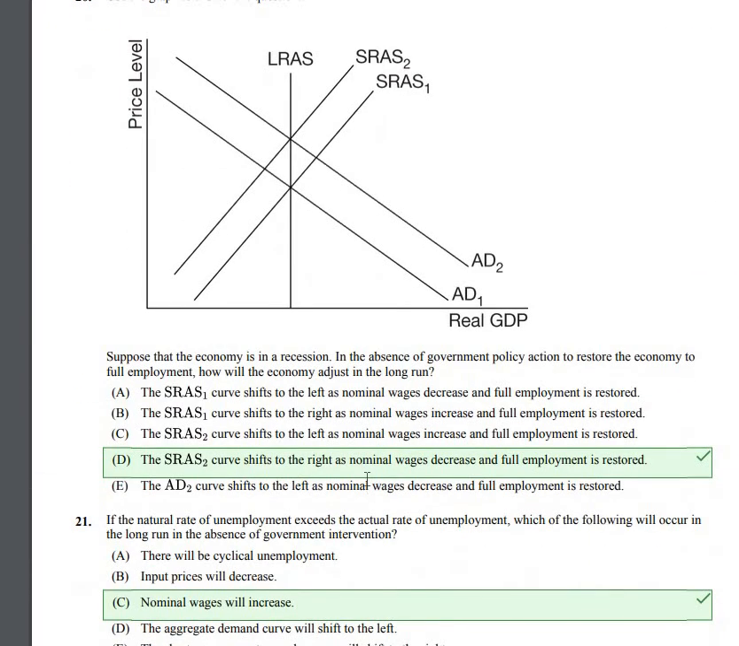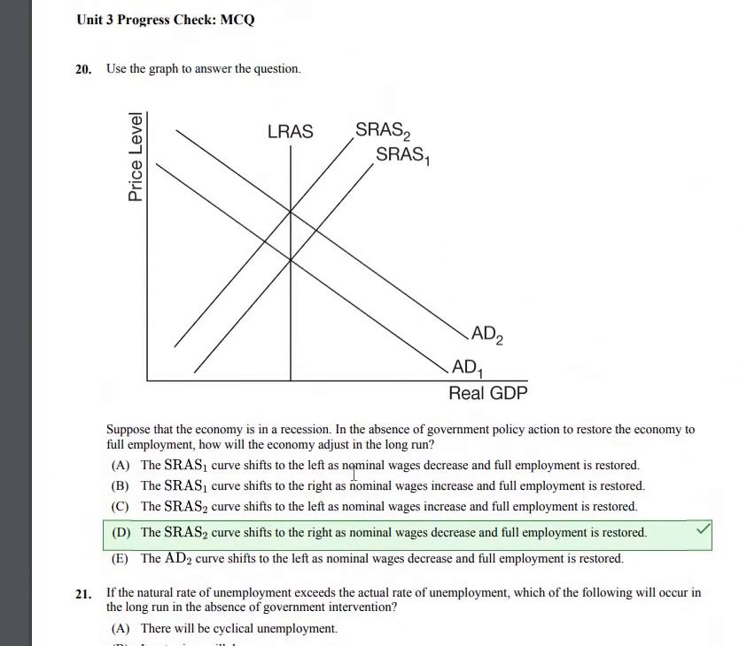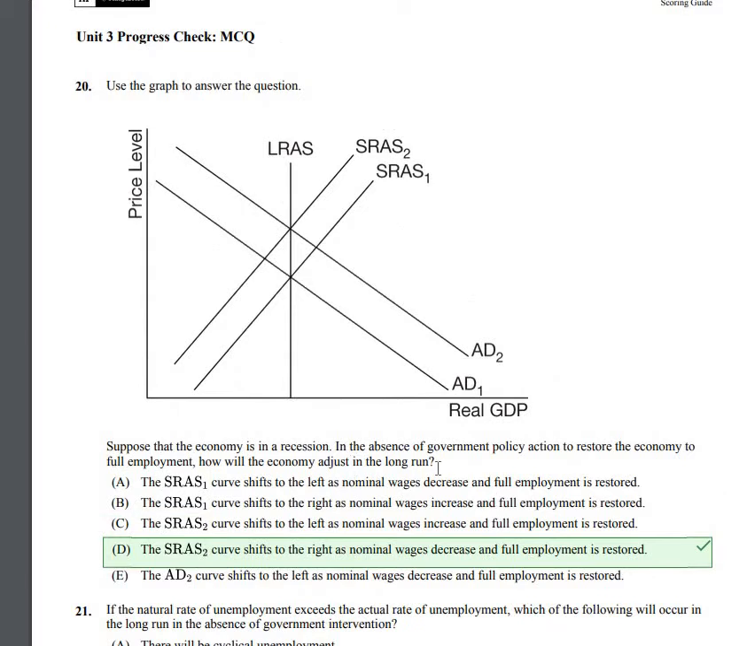Okay. Number 20, use the graph to answer the following questions. We're back on the graph. Suppose the economy is in a recession. In the absence of government policy to restore the economy to full employment, how will the economy adjust in the long run? So we're starting off here. Okay, we're in a recession. When that happens, wages are lower. Eventually, businesses are going to want to hire more people because wages are lower and they can start producing more stuff for cheaper, causing short-run aggregate supply curve to shift to the right.